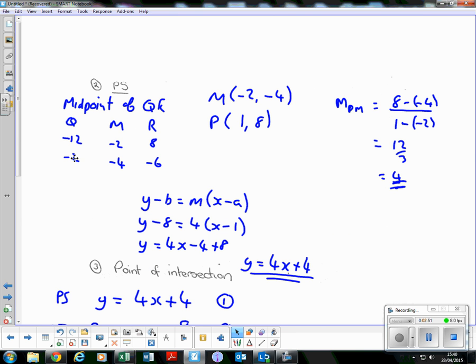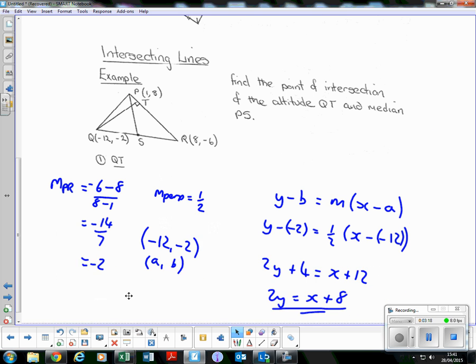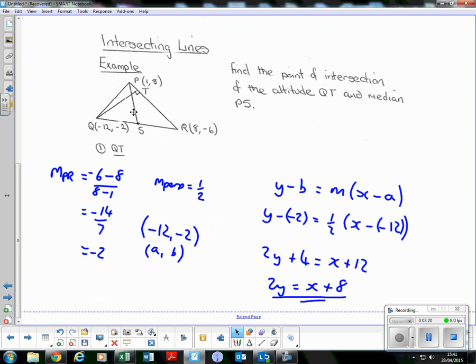So I know Q is negative 12, 12, R is 8, negative 6. Again, we're just looking for the middle of the x coordinate. Right in the middle of negative 12 and 8, we have negative 2. And the middle of the y coordinate, right in the middle of negative 2 and negative 6, we have negative 4. So the midpoint will be negative 2, comma negative 4. And remember, P is at 1, comma 8. There it is up there.